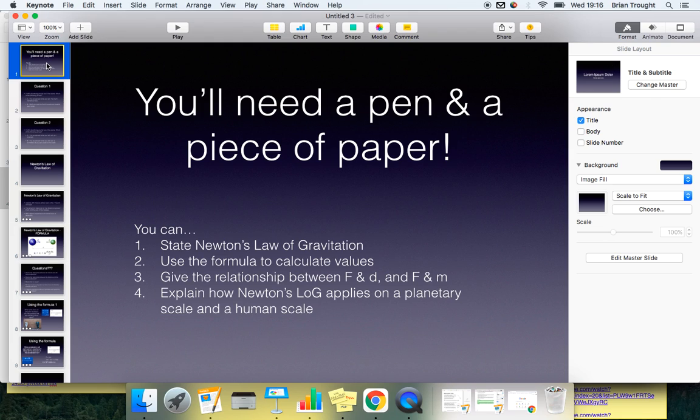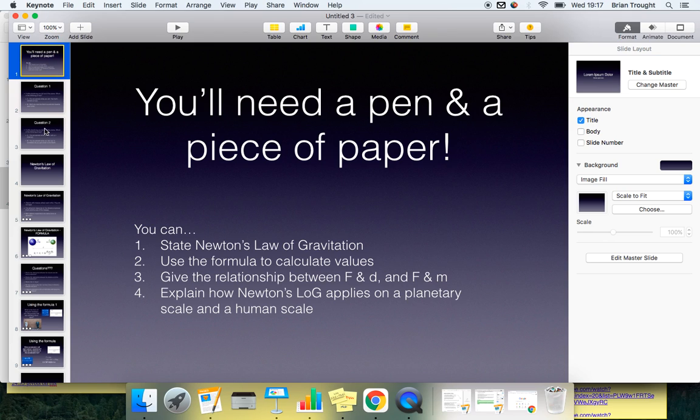Okay, can you give the relationship between F and d? It's a yes or a no. If not, then you need to rewatch the videos, and the same goes for between the force and the masses. And then, can you explain how it applies on a planetary and a human scale? We've done a calculation for each, and we see that the forces are substantial when the masses are huge. So when we're talking planets, the masses are huge, so the force of attraction is going to be quite big.